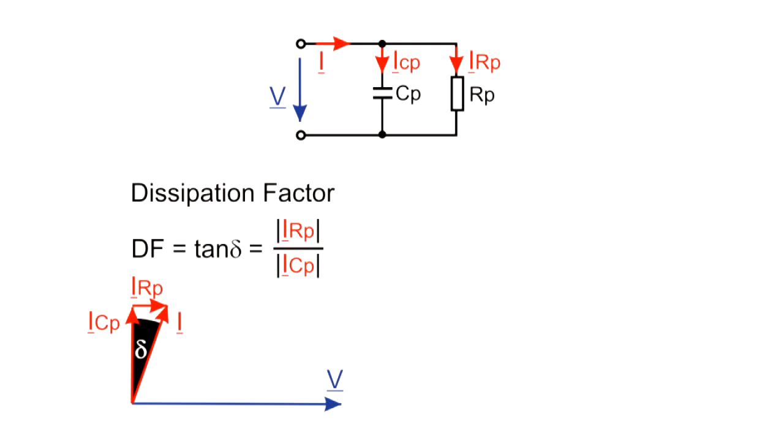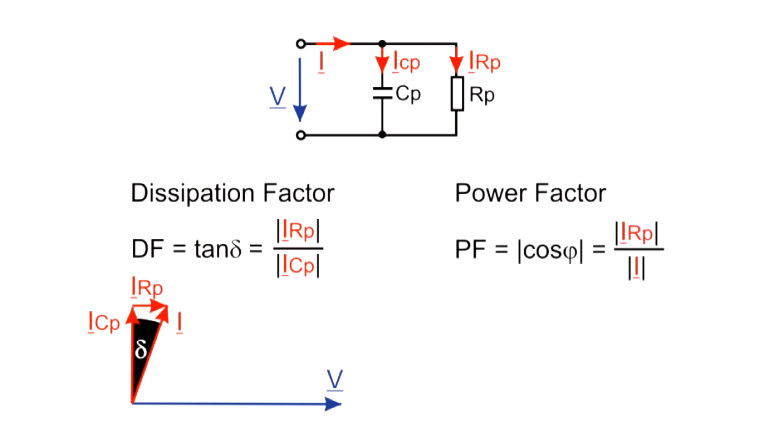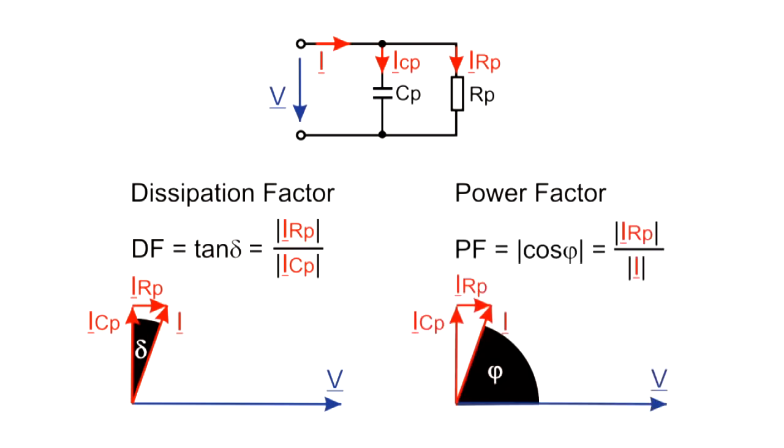Expressed in a different way, the dissipation factor is the ratio of the current flowing through the resistor and the current flowing through the ideal capacitor. The power factor cosine phi is defined as the ratio of the current flowing through the resistor in the equivalent circuit to the overall current.